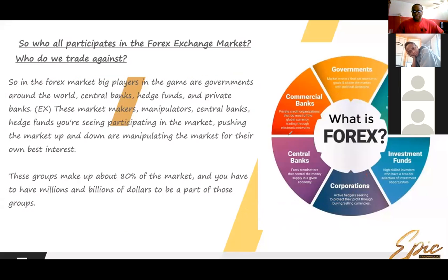Why do I say that? Because there are very, very huge, big heavy hitters that we don't even know about that participate in this market. So we're really talking about governments. We're talking about commercial banks, corporations, central banks, investment funds, and then, of course, retail traders, which is us. So these groups make up 80% of the market. So that lets us know a couple of things.